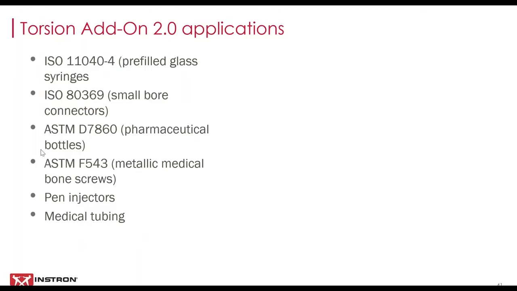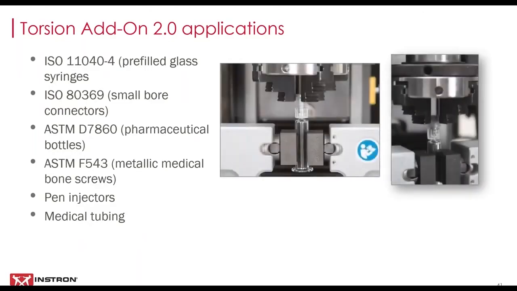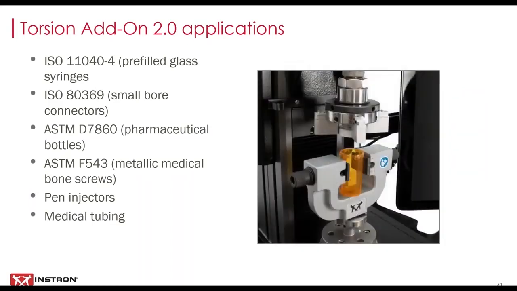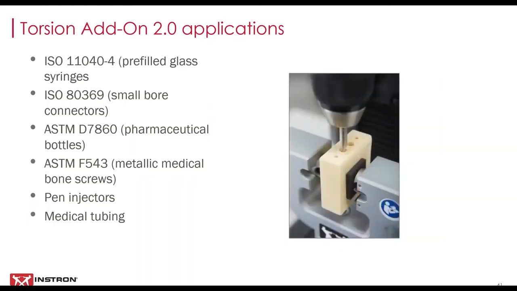We looked at many common applications for the torsion add-on during the fixture section. For example, the luer lock adapter collar torque resistance and rigid cap unscrewing tests in ISO 11040-4 for glass syringes, the resistance to separation from unscrewing and disconnection by unscrewing that are covered in ISO 80369 for small bore connectors, ASTM D7860 to measure torque resistance for child resistant and non-child resistant packaging, ASTM F543 for testing of medical bone screws.